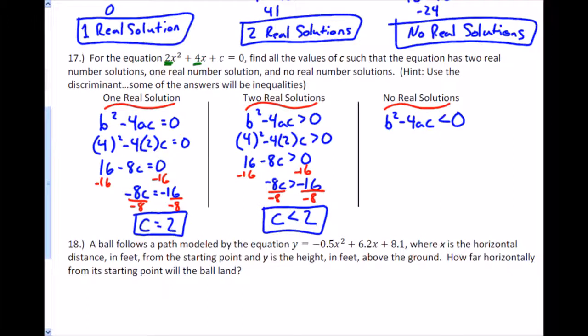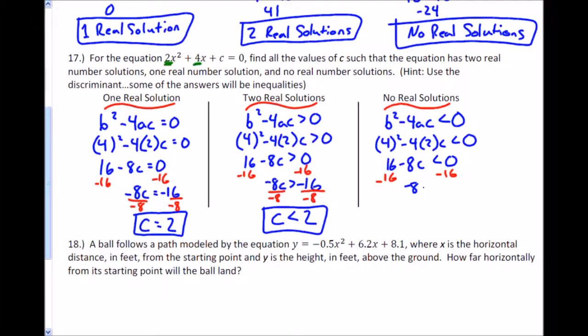And then the last piece, I do the same thing. I plug the 4 in for b, I plug the 2 in for a, and I just solve this for c. I've got 16 minus an 8c is less than 0. I'm going to subtract the 16 again.